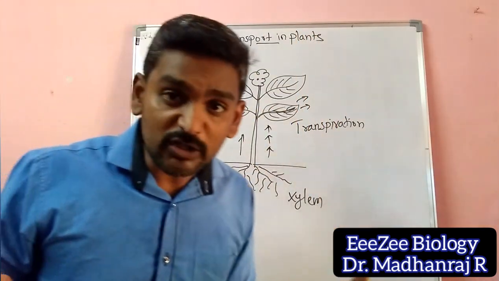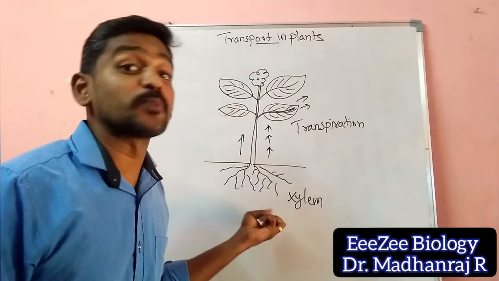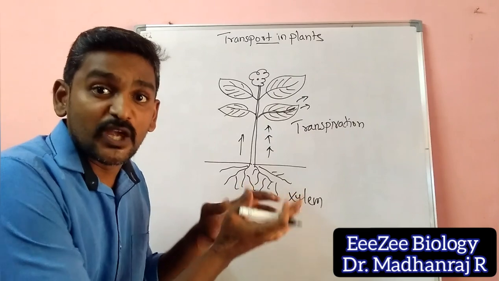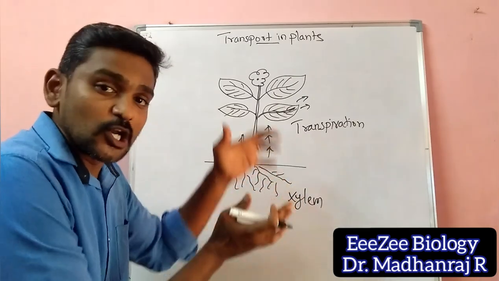So during night time what happens? Transpiration will not occur. During that time root pressure will be there. The root gives some pressure based on the minerals present in the cell to cell contact, right?